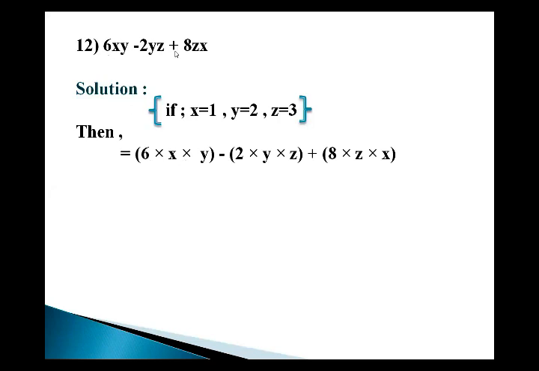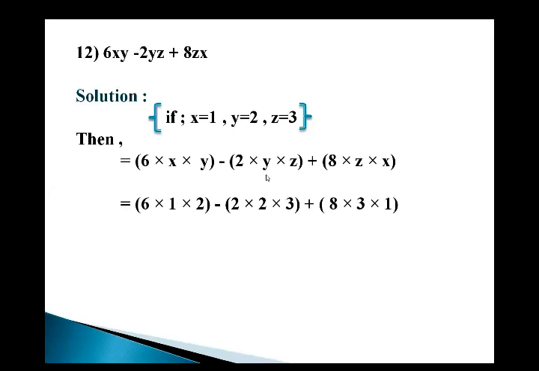Okay, you write this question in this form also. Then you have to put the values of x and y and z over here. Then 6 multiplied by the value of x, then the value of y is 2, minus sign. Then 2 is the coefficient of y and z, so 2 is remaining over here.